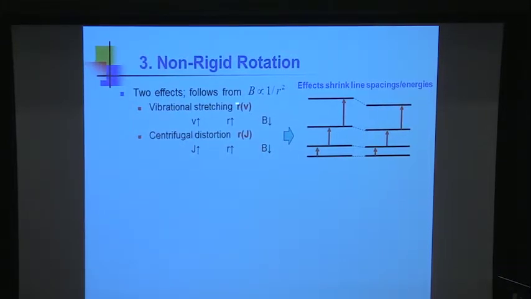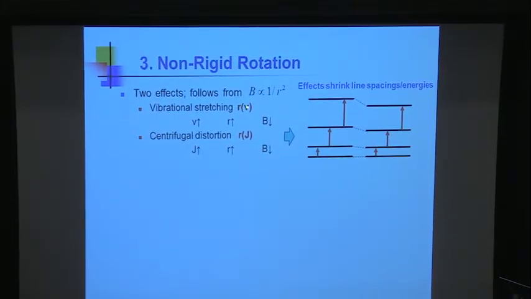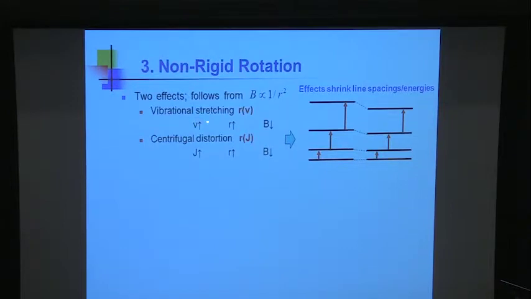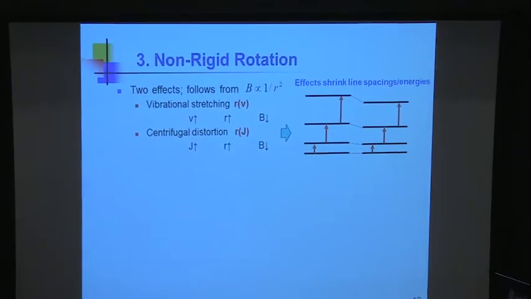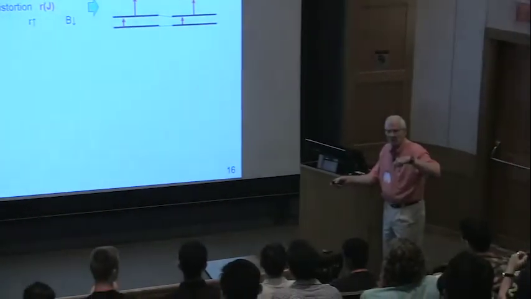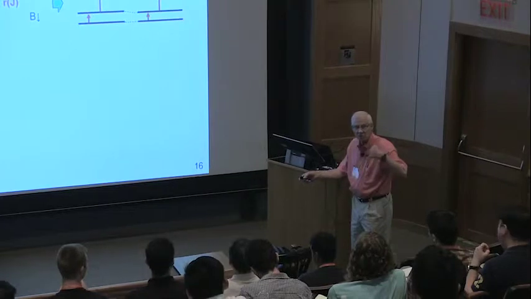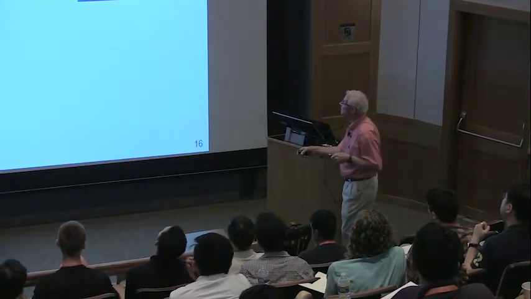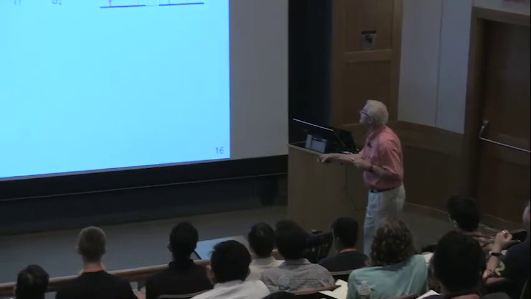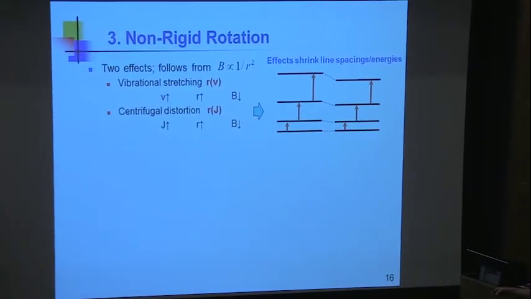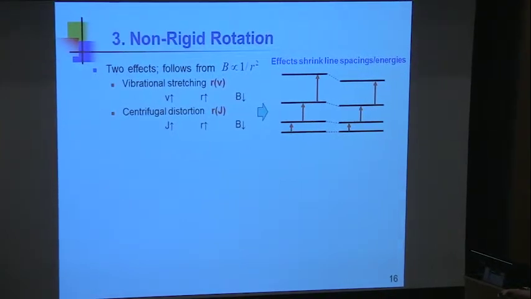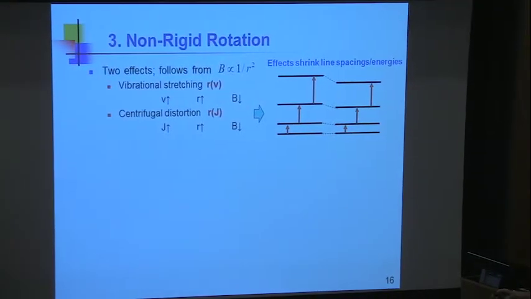So as you stretch the vibrations, as you go up in quantum number and increase the stretching, that leads to an average R that's bigger, which means B goes down. Or what if you start rotating it faster and faster, so that the quantum number gets higher and higher? The centrifugal distortion pulls this thing apart, and again, that's going to cause B to go down. So as you go from the rigid rotor to the slightly non-rigid rotor, the line spacing changes a little. Not much, a little. That's all it does.